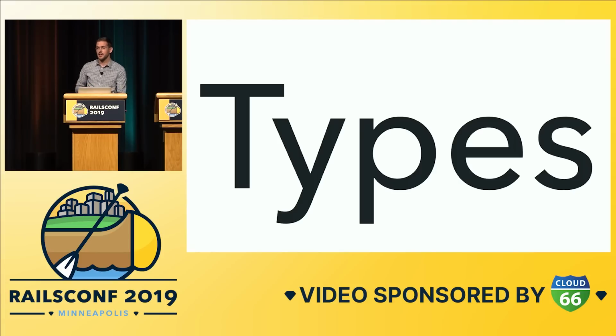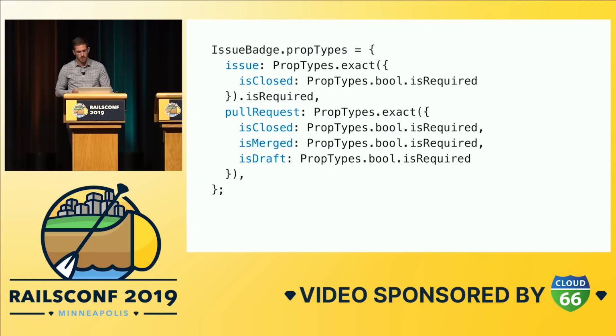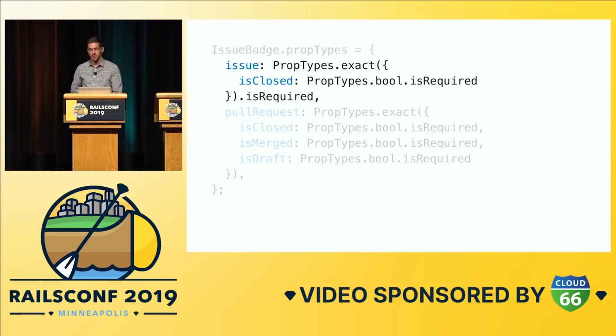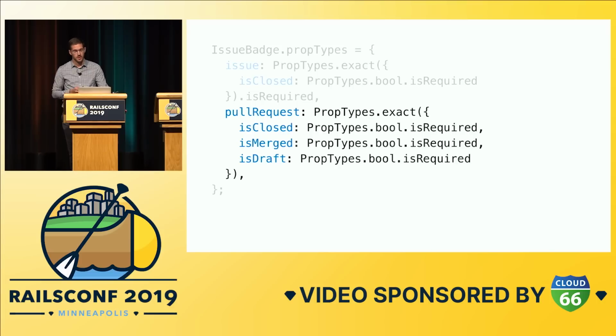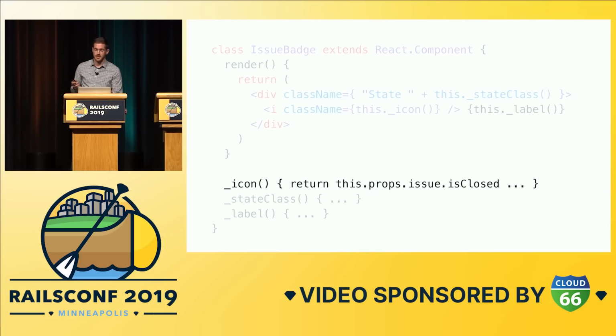Another dimension of the React architecture is types. The prop types library allows React components to express some expectations about the data they receive. So in this case, we're expecting an issue with the isClosed Boolean to always be provided, and a pull request to sometimes be provided, and if so, with the isClosed, isMerged, and isDraft Booleans. What's great about this is that we can then reference the isClosed Boolean on issue without fear, as our type check will guarantee that it is present.